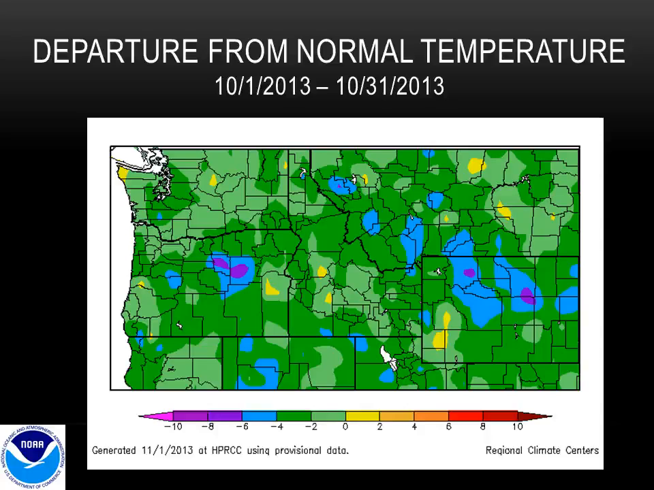The Pacific Northwest reported near to below normal temperatures for the month. Some locations in east central Oregon reported average temperatures 5 to 7 degrees below normal.